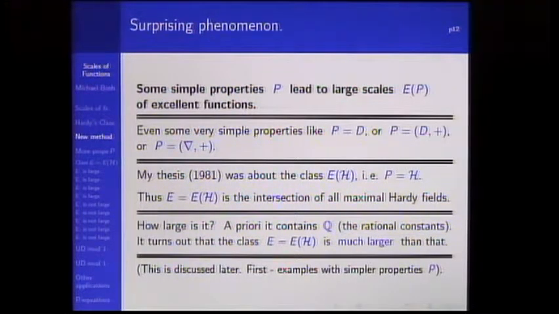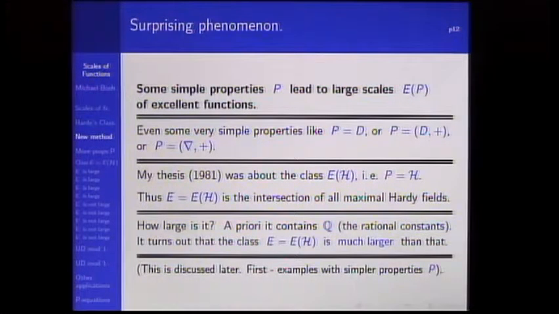Or they say this is discussed later. No, but I will say a few words. It turns out that this class contains the hardest class. So all formulas belong, when I'm talking about the intersection of maximal Hardy fields, all formulas that I was discussing before, exponential and logarithmic formulas, are already there.